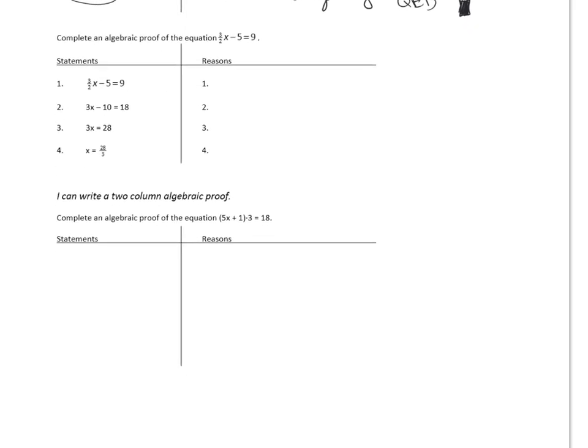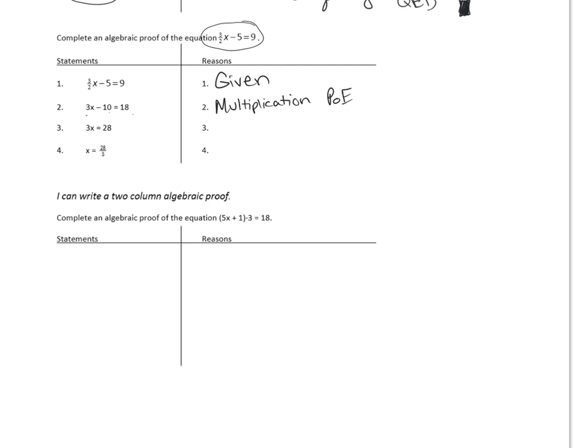Here, they want me to prove the algebraic equation 3 over 2 times x minus 5 equals 9. Now, my first step is simply writing down the equation. That's my given. That's why we always have you guys copy the problem in your notes before you start solving it. Then, the next step, there's always more than one way to solve a problem. It looks like what they did was they multiplied everything through by 2 at that point to get rid of the denominator. So that would be my multiplication property of equality.